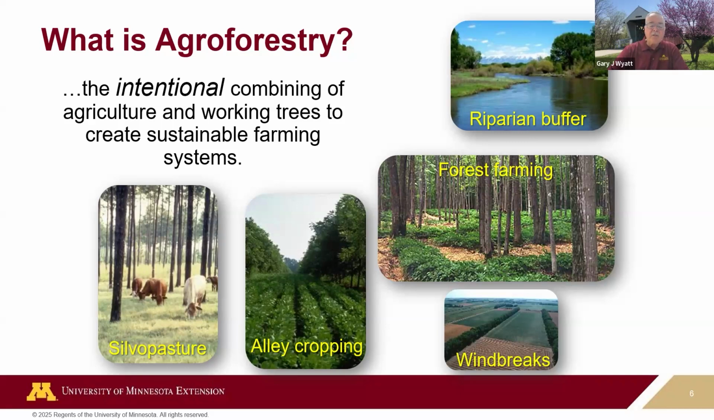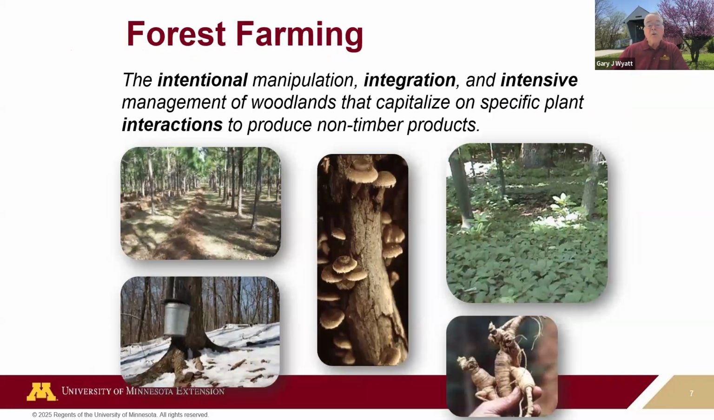And then forest farming is kind of a spin-off of food forest. Basically, forest farming is working with your understory plants. If you've got a habitat that grows some of the medicinals that people are interested in, you manage that woodland, thinning the canopy out and so forth, to grow those different non-timber forest products. So forest farming is the intentional manipulation, integration and intensive management of woodlands that capitalize on specific plant interactions to produce non-timber forest products.